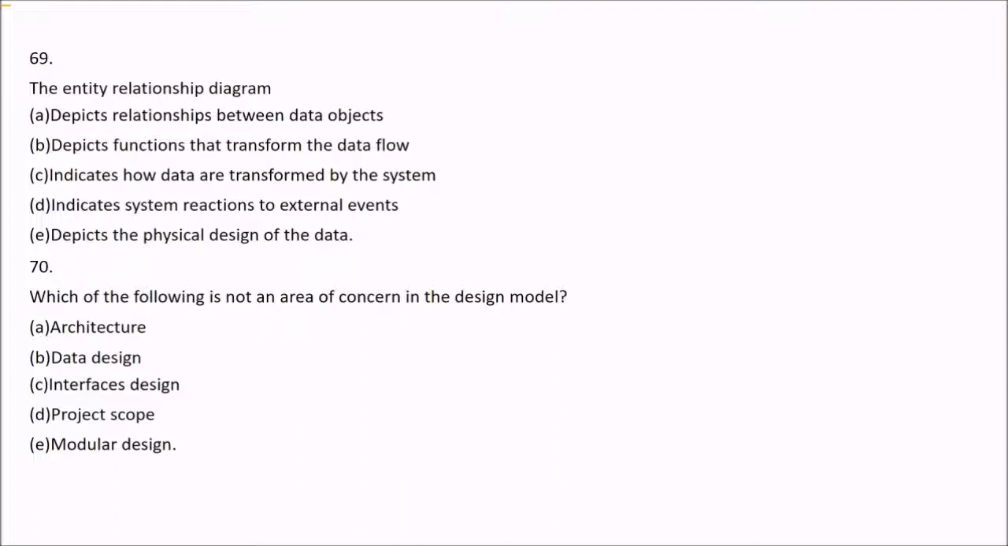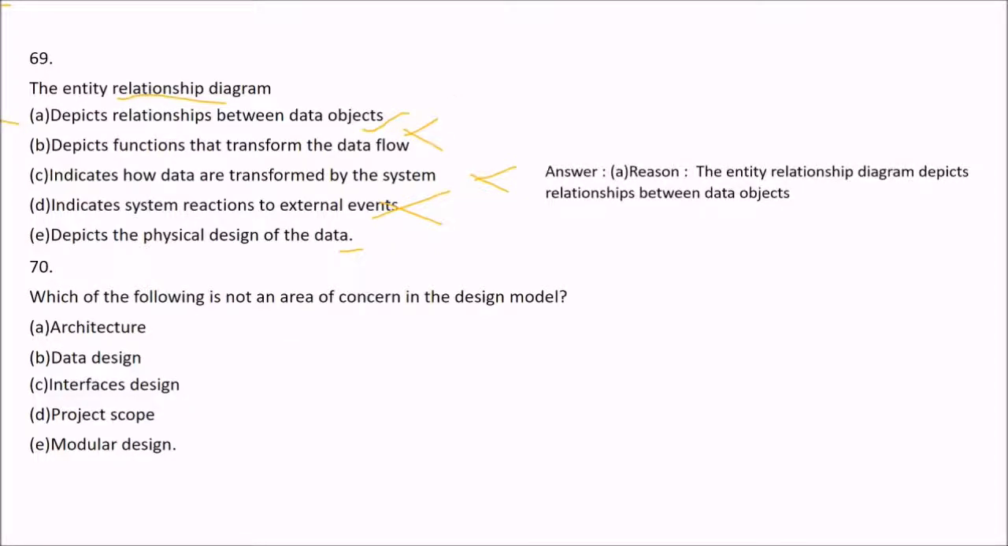69. The entity relationship diagram, or ER diagram. What does it depict? It depicts the relationship between data objects. Yes. Repeat function that transforms the data flow, no. Indicates how data are transformed by the system, no. Indicates system reaction to external events, no. Depicts the physical design of the data, no. So between A and E, the answer is A. The entity relationship diagram, ER diagram, depicts the relationships between data objects.